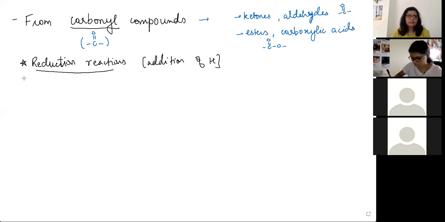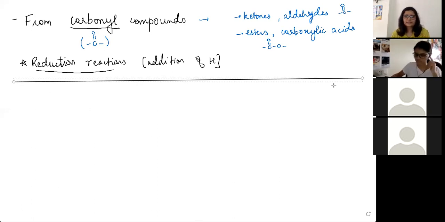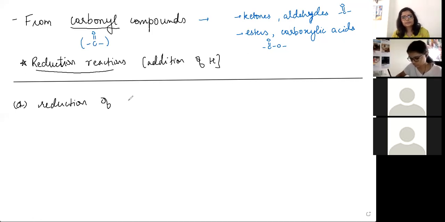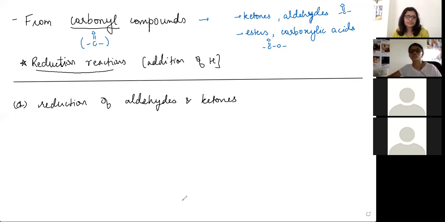Okay. So now let's take it case by case. So A or 1, however you're numbering it. The first part is reduction of aldehydes and ketones. What are the reducing agents that you know of, based on past reactions? Reduction means you need a reducing agent. Reduction is the addition of H, right? H atom in general.